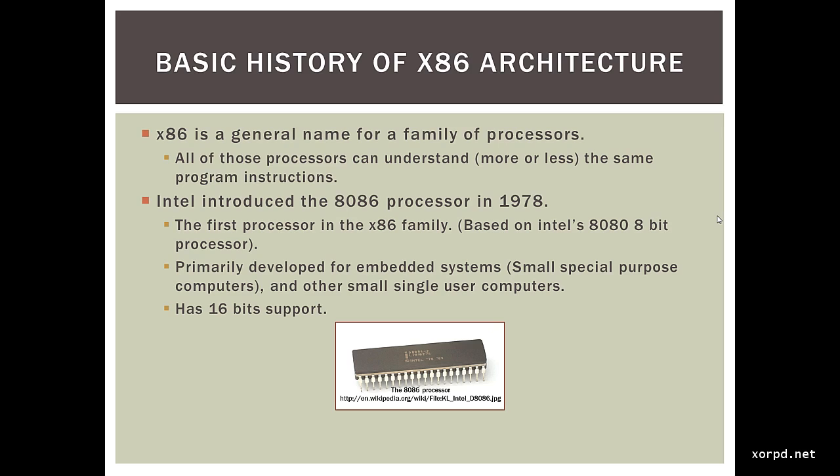Intel introduced the 8086 processor in 1978. This is the first processor in the x86 family, and it is based on Intel's 8080 8-bit processor. It is primarily developed for embedded systems, small special purpose computers, and other small single user computers. It had 16-bit support.